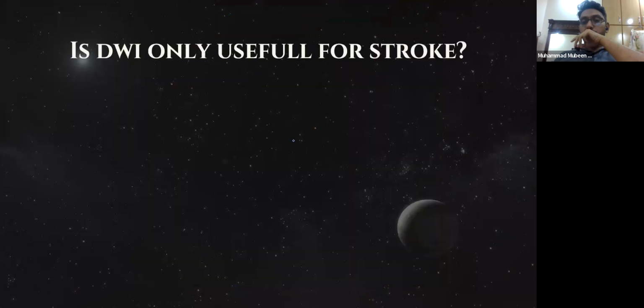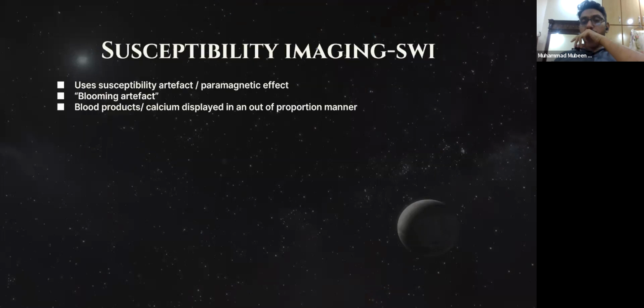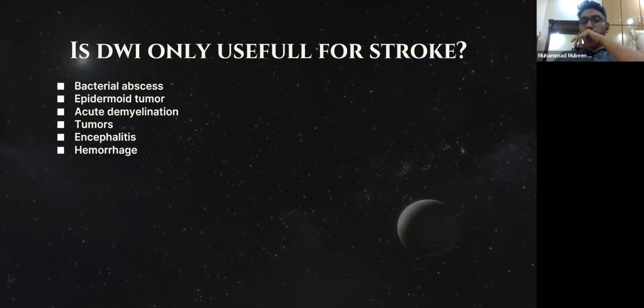You must have seen a lot of physicians and radiologists using the DWI for stroke, but is it only for stroke? That's not the case at all. It has multiple uses, and it helps to differentiate so many different diseases, which can have a pathognomonic appearance, like a bacterial abscess or an epidermoid tumor. The only thing differentiating the epidermoid tumor from an arachnoid cyst is the diffusion restriction on MRI. Similar goes for acute demyelination.